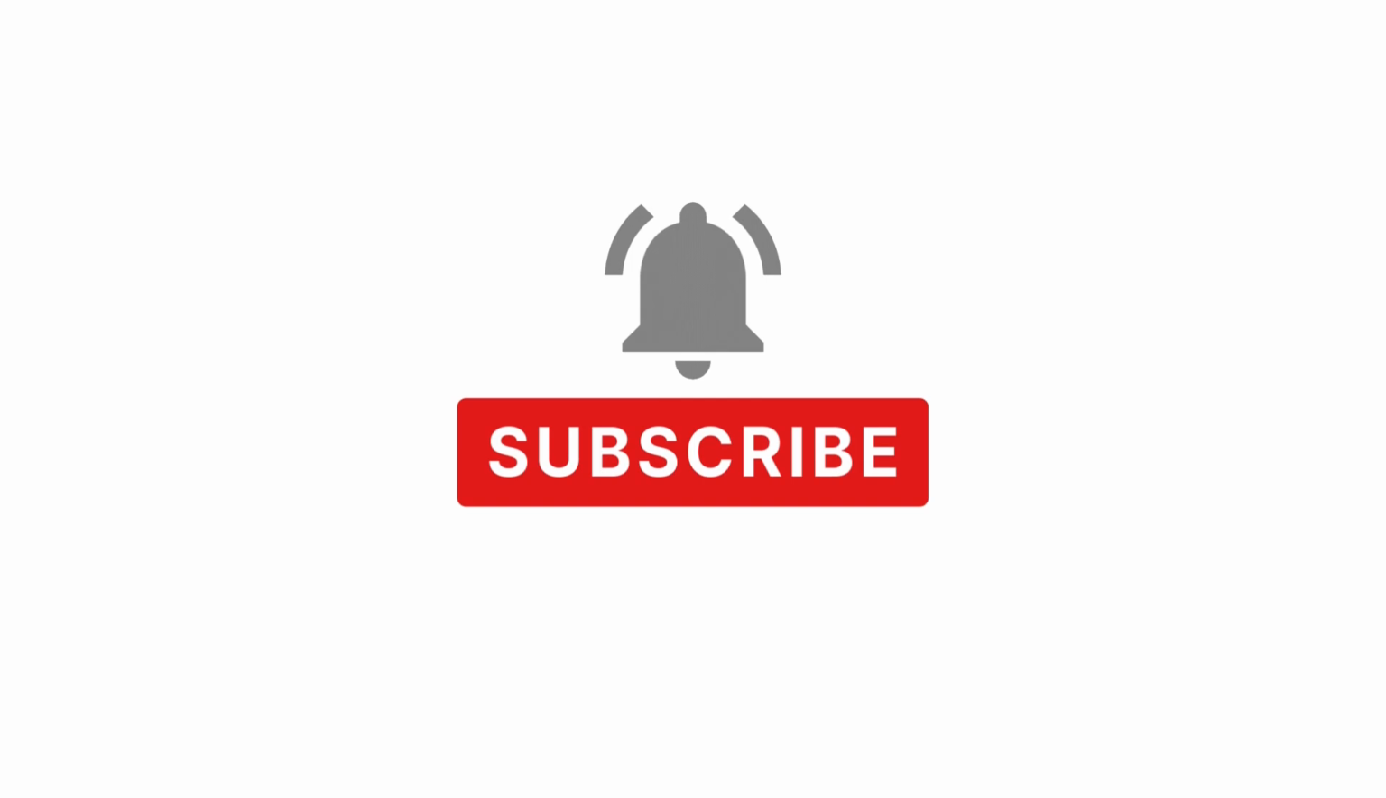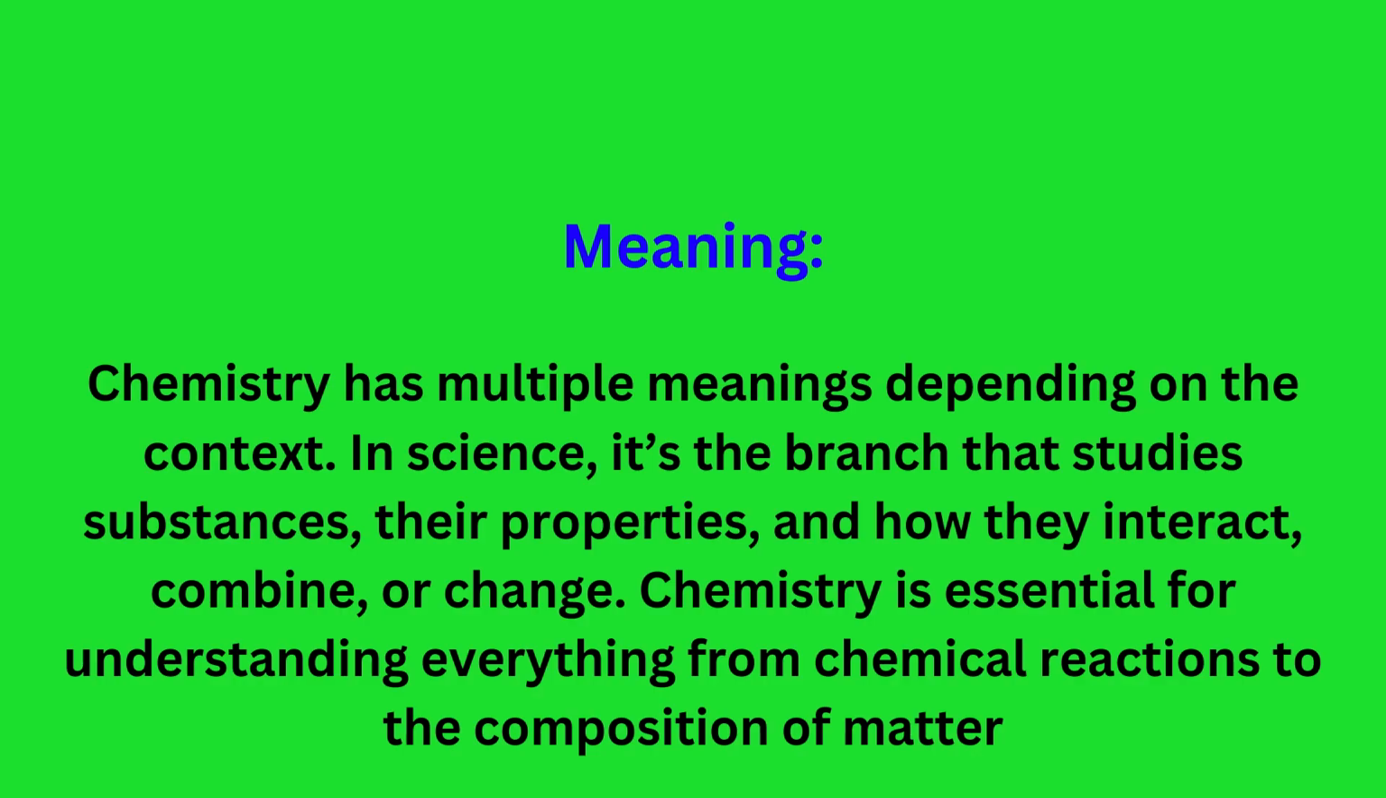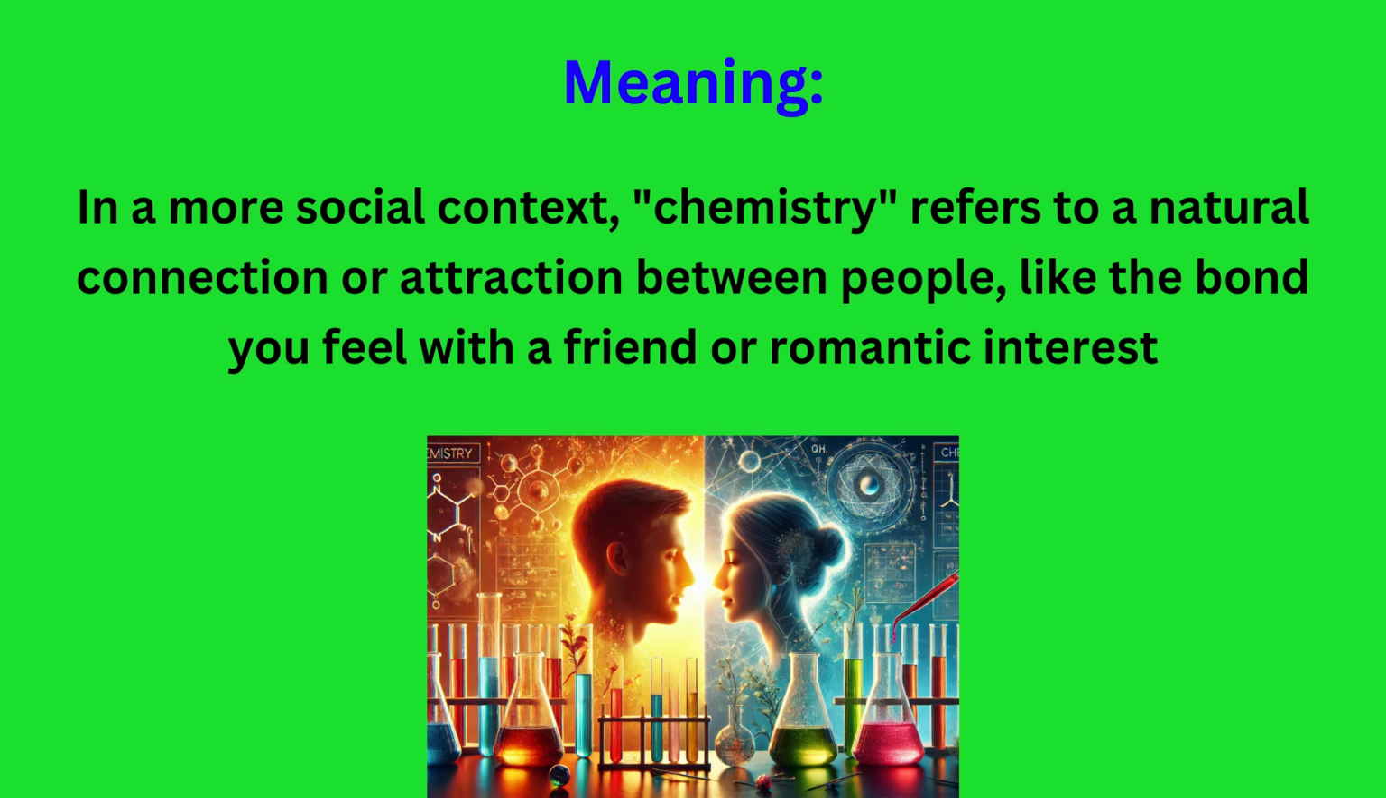Meaning. Chemistry has multiple meanings depending on the context. In science, it's the branch that studies substances, their properties, and how they interact, combine, or change. Chemistry is essential for understanding everything from chemical reactions to the composition of matter. In a more social context, chemistry refers to a natural connection or attraction between people, like the bond you feel with a friend or romantic interest.